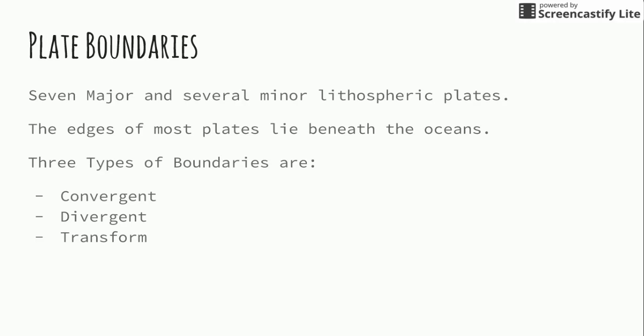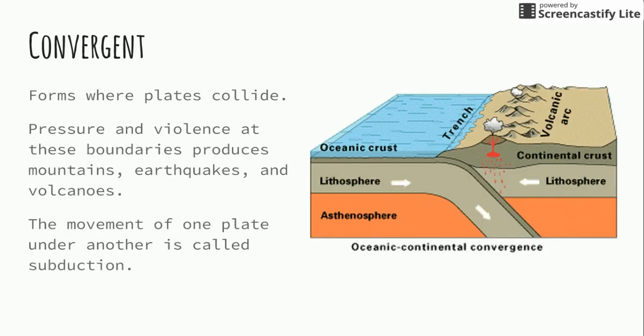So what's going on at these plate boundaries? There's 7 major and several minor lithospheric plates, and the edges of most plates lie beneath the oceans. There's 3 different types of boundaries: convergent, divergent, and transform boundaries.